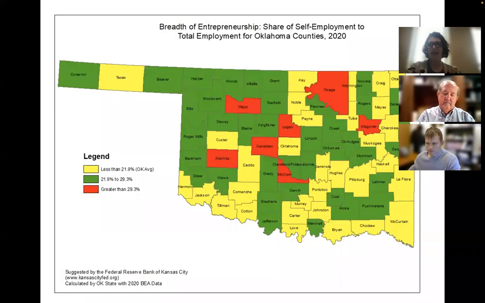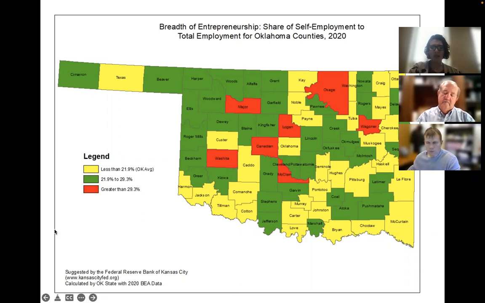The next two slides we derived from a Main Street Economist article several years ago, completed by the Kansas City Federal Reserve Bank. We took their methodology and modified and updated it every year for Oklahoma, just to see our breadth of entrepreneurship followed by our depth of entrepreneurship. This first slide is our breadth of entrepreneurship. It's the share of self-employment. When you're looking at the Bureau of Economic Analysis data, it's your non-farm proprietors in relation to total employment for Oklahoma counties.